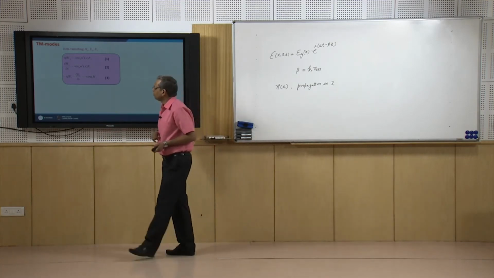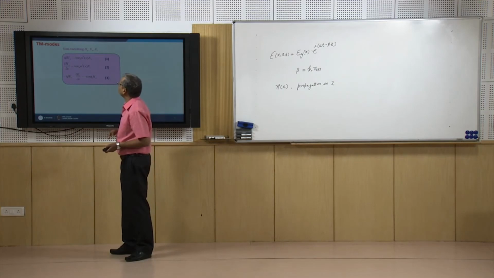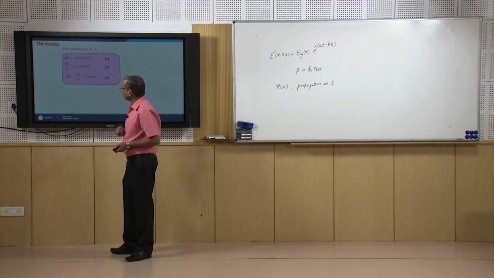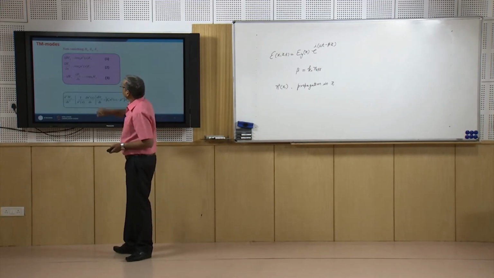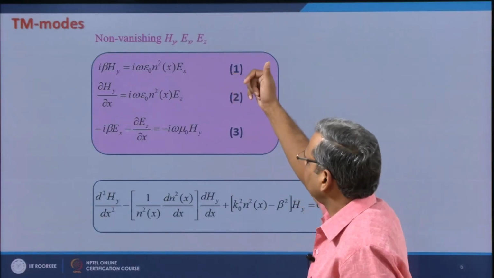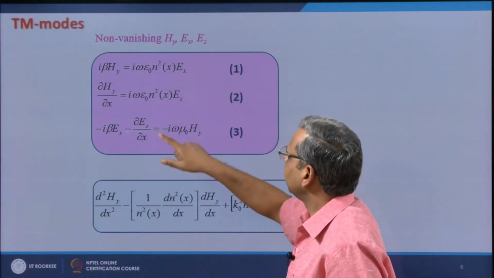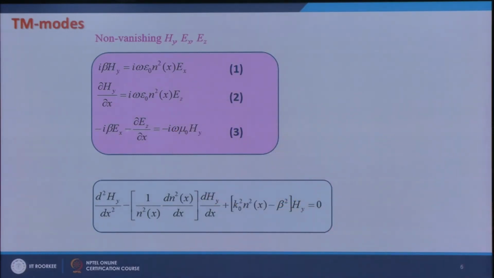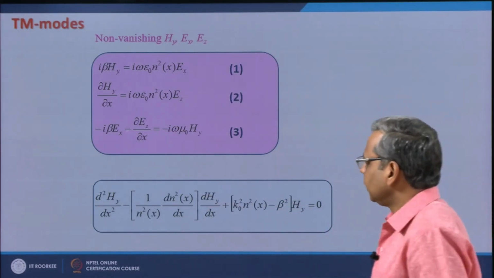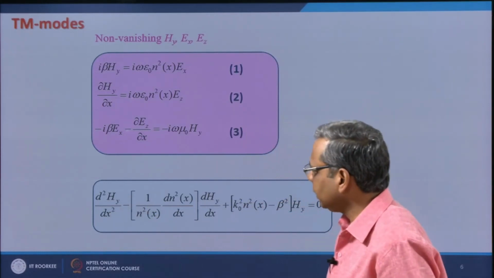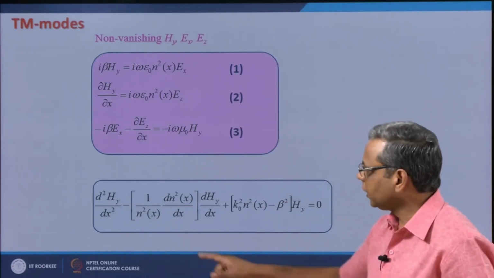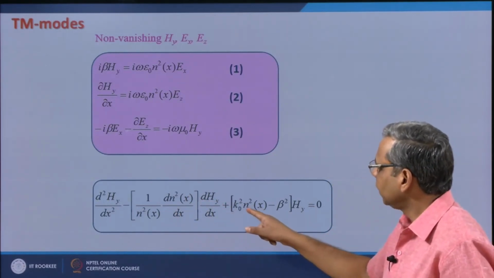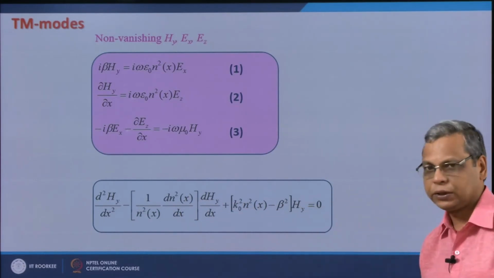So, what do I need to do? I need to find a differential equation, for example in Hy, and solve it. To find the differential equation in Hy, I substitute for Ex and Ez from these two equations into this equation and rearrange the terms. Then I get a differential equation in Hy as d2Hy over dx square minus 1 over n square dn square over dx dHy over dx plus k naught square n square minus beta square Hy is equal to 0.